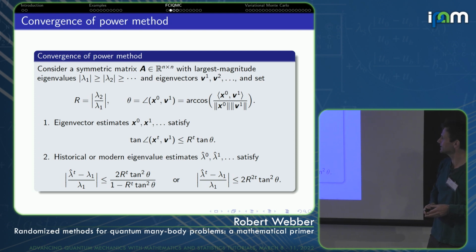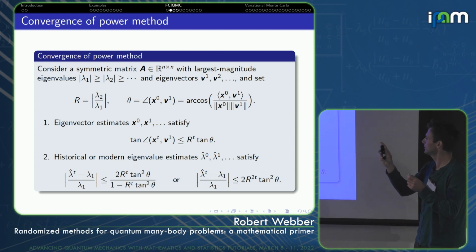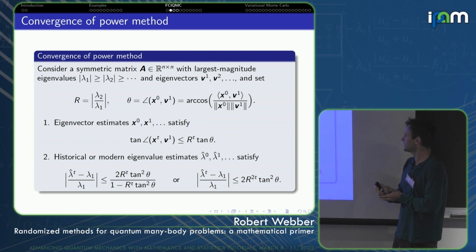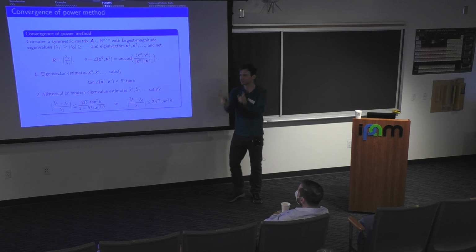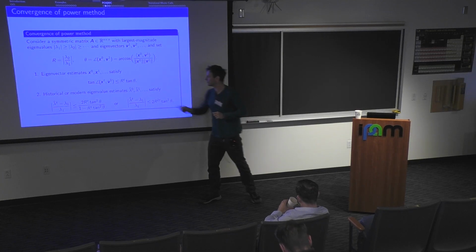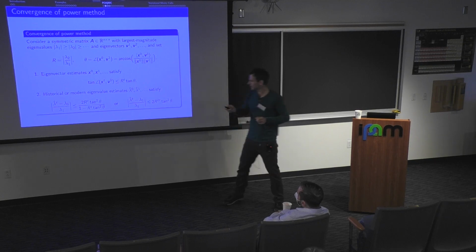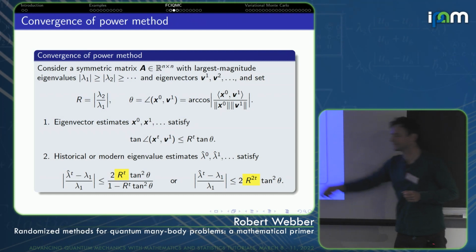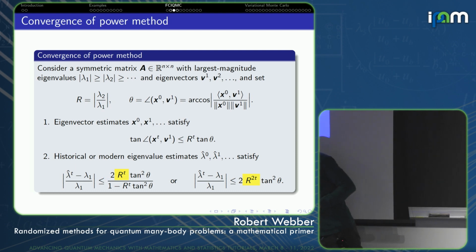Now, the eigenvector estimates are going to get closer and closer to the true leading eigenvector if R is less than 1 and tan theta is finite. And they're going to do so exponentially fast. So that's good. The angle is closing between these two vectors over time. And the historical and modern eigenvalue estimates are going to also converge exponentially. And the modern one's way better, because it converges at a rate r to the 2t, whereas the historical one would converge at a rate r to the t.